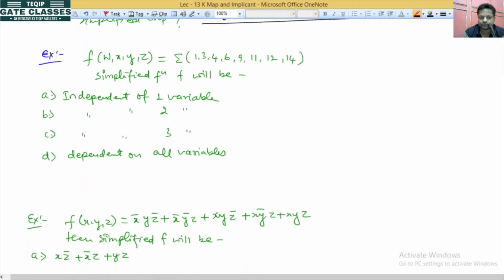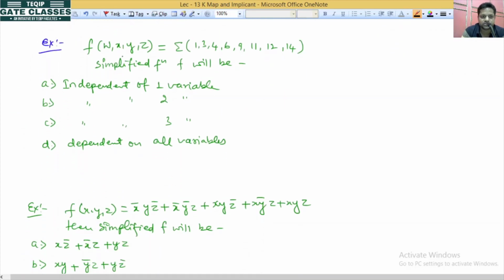Okay? Now the next question is this one. We have a boolean function f, in which w is the MSB and z is the LSB. Okay? And we have this sum of minterm form. So we need to know how many variables there are. If the number of variables is not given, then go by the maximum value of this.